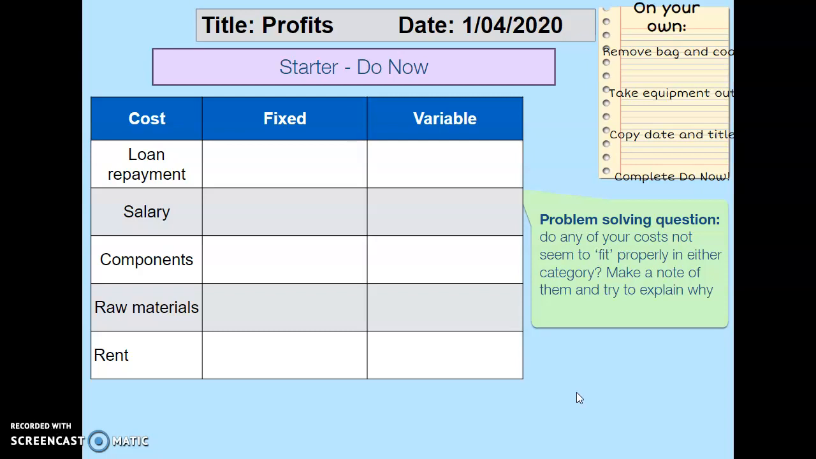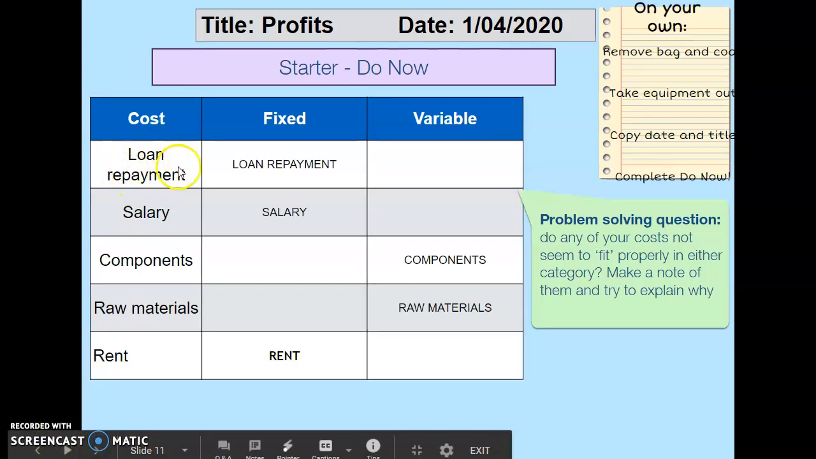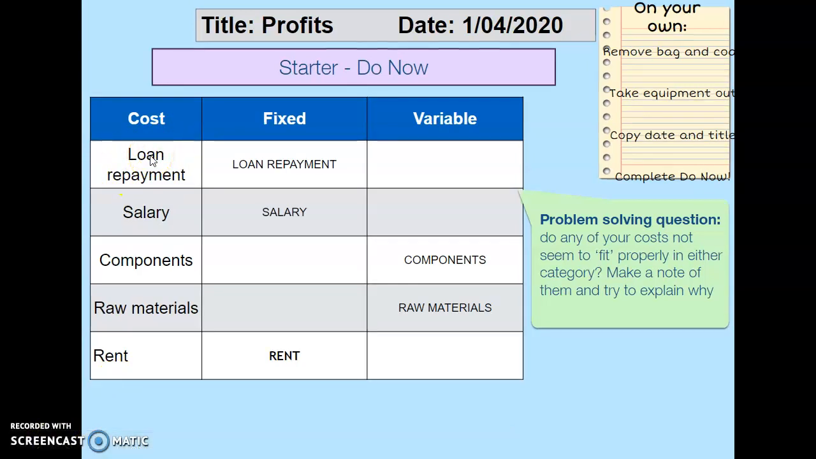So, right, the answers would be the following. Loan repayments do not depend on how much output a business produces. Remember that fixed costs do not depend on the amount of production and output of a business, whereas variable costs will change with the amount of output produced by a business. So repaying a loan would be a fixed cost because it does not depend on how much I have produced. A salary would also count as fixed.